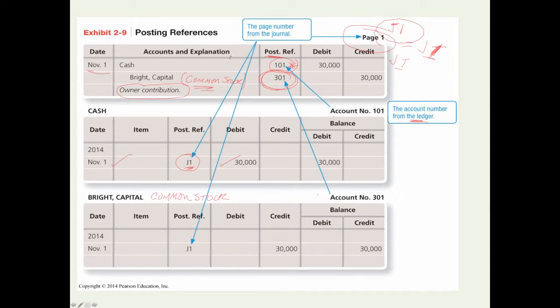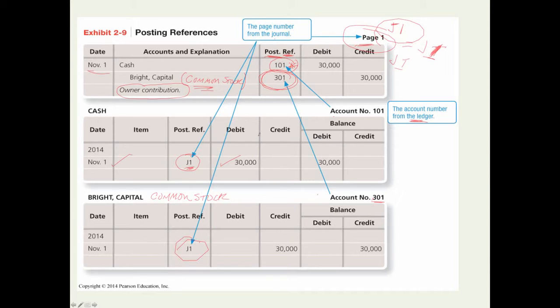In fact, if you look at an accounting system and the posting reference column is blank, that means that the entry had not been posted. But then when you do post, you're posting to account number 301. And once again, we're back to the journal, page 1. So we cross-reference back and forth. So that provides us with a very easy way to trace transactions throughout the accounting system.